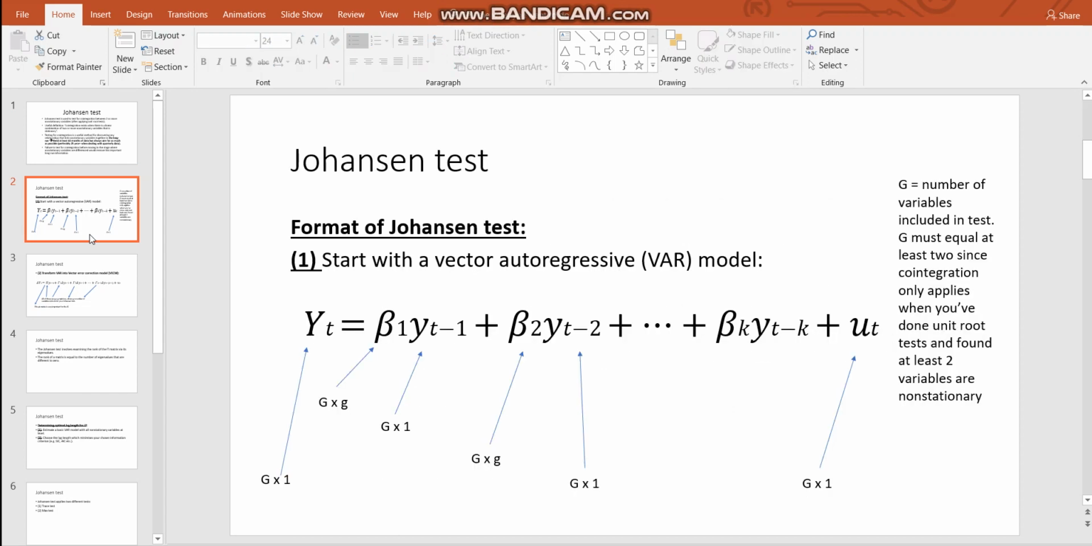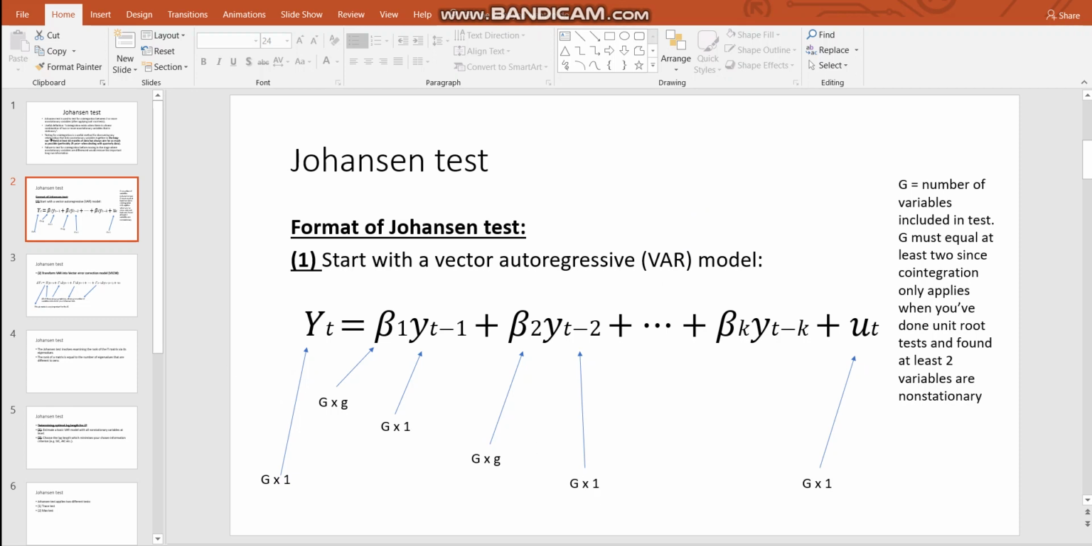But anyway, just moving on to the format of the Johansen test. It looks a bit complicated, but I've tried my best to break it down into an easily understood format. So as you can see, this is the general format. It's actually a system of equations. This is very important to understand. So essentially, you are doing a test where each variable ends up becoming the dependent variable.